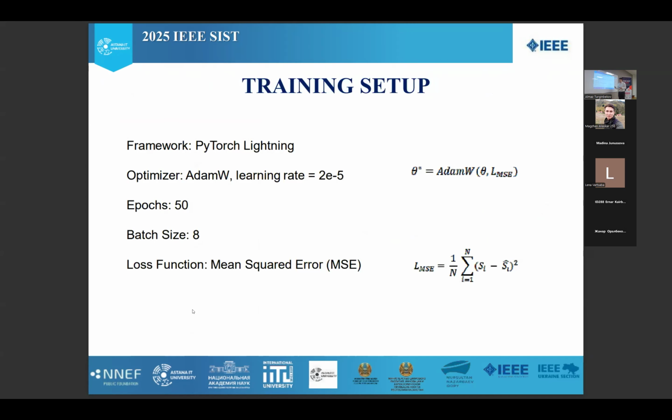So in the training setup, the AdamW optimizer and a loss function were used. For the loss function, mean squared error was used because we have 4 criteria for this evaluation task. So the mean squared error loss function was the best choice.